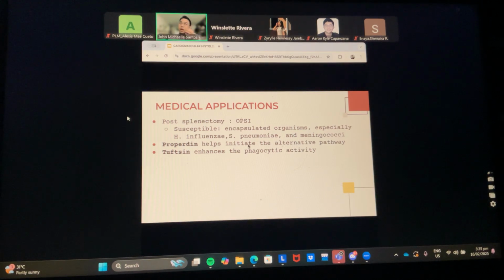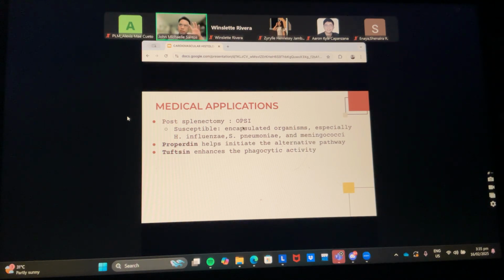So one medical correlation for this one is your post-splenectomy or your OPSI. Ano ba yung OPSI? Overwhelming post-splenectomy infection. Okay? Overwhelming post-splenectomy infection. Ibig sabihin, tinanggalan ka na ng spleen. Okay? Natanggal na yung spleen mo. Anong possible mangyari dito? Ano yung substance na pinoproduce ba kasi ni spleen?